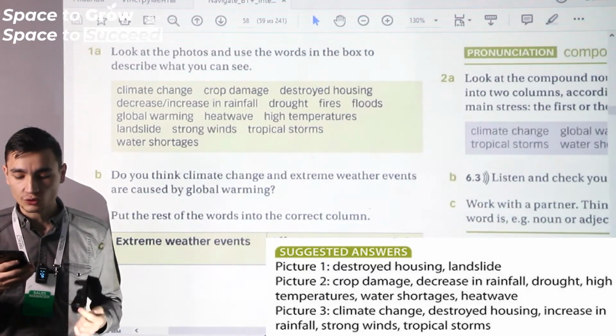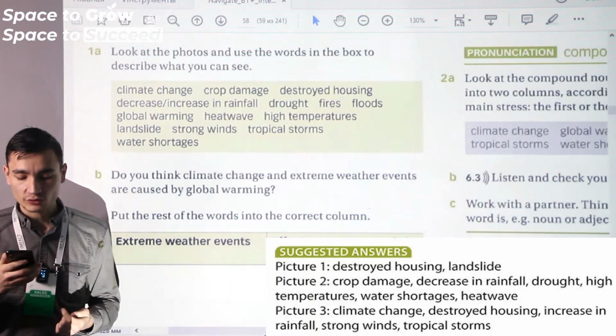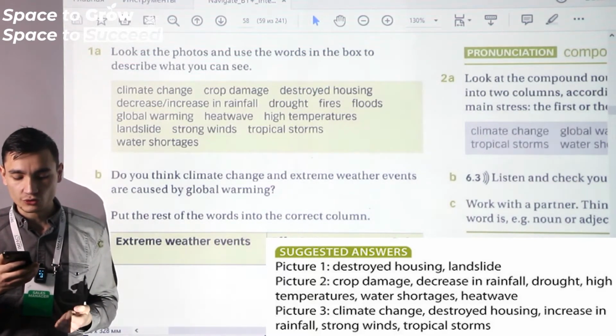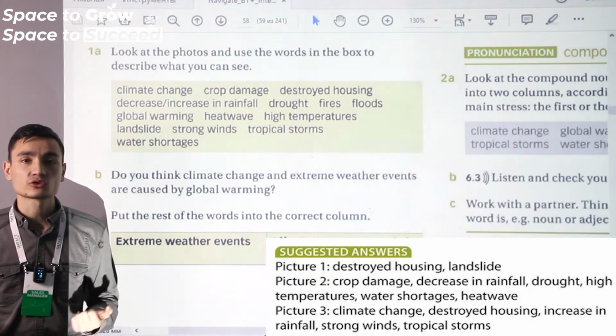Picture 1: destroyed housing, landslide. Picture 2: crop damage, decrease in rainfall, drought, high temperatures, water shortages, heat wave. Picture 3: climate change, destroyed housing, increase in rainfall, strong winds, tropical storms.